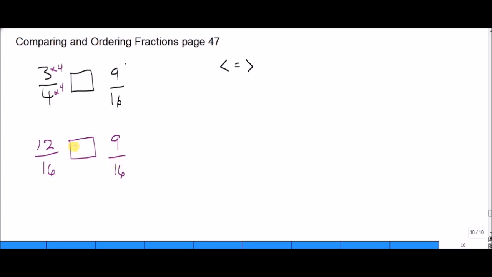Okay, so we now write our statement. We could put one of these symbols in. We could say 12 over 16 is greater than 9 over 16. Okay, so 3/4 is larger. So 3/4 is larger than 9/16.